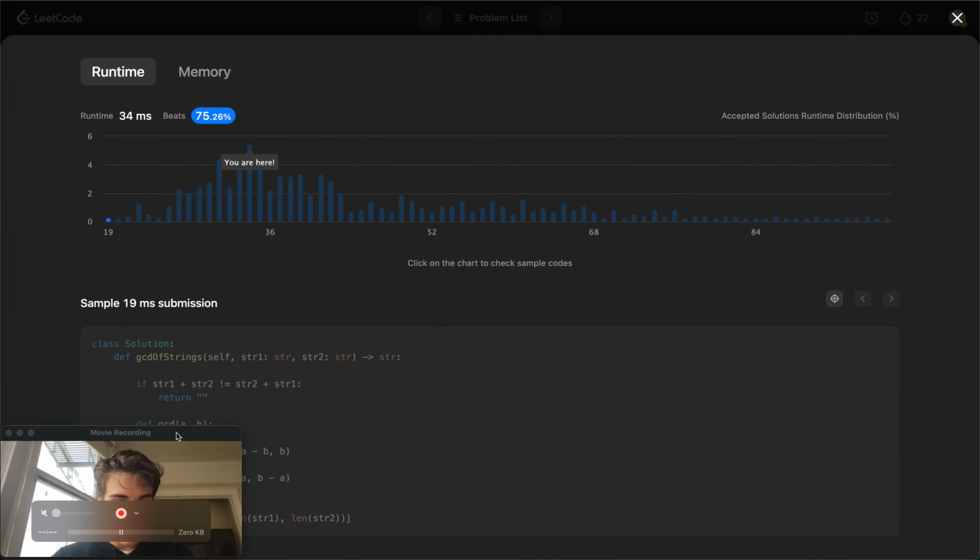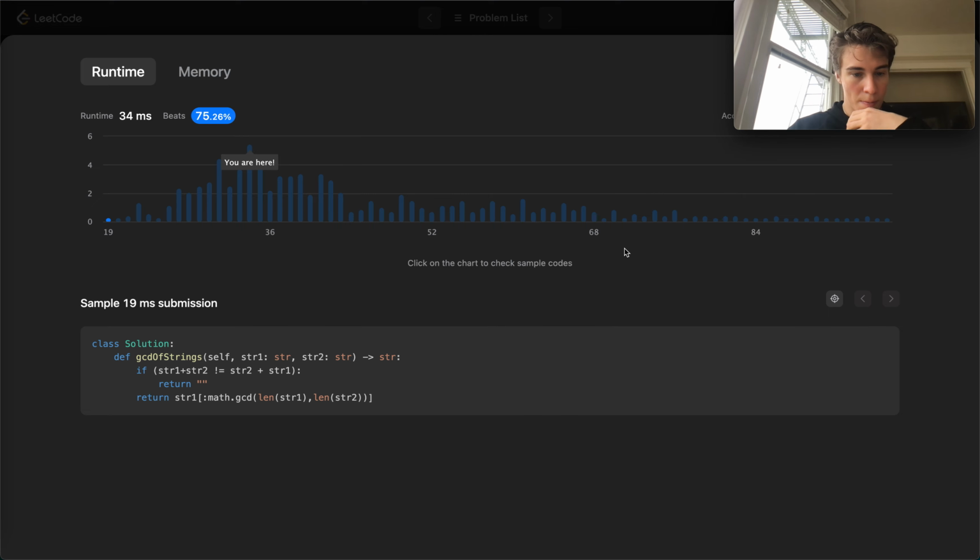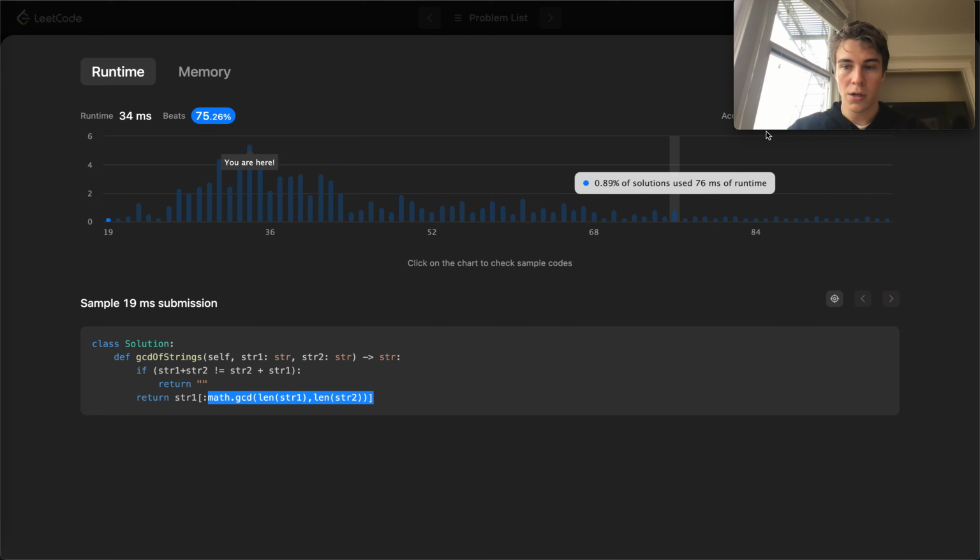Let's see what some better solutions are. Okay, so even here, the best solution is exactly what we just did. It's just that they used the math GCD instead. Okay, so then I'd say that we're good here.